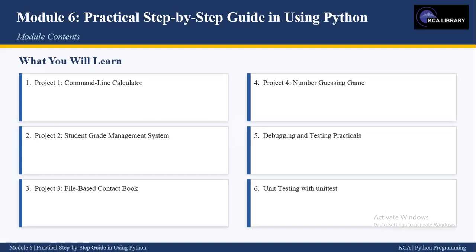This module covers 6 key areas. We will build 4 projects: a command line calculator, a student grade management system, a file-based contact book, and a number guessing game. We will also cover debugging and testing practicals and conclude with unit testing using Python's built-in unittest framework.